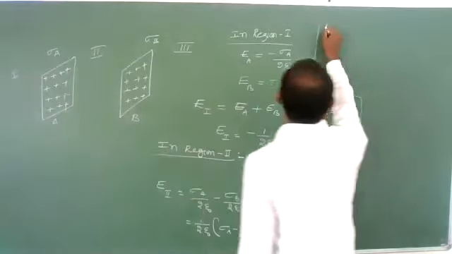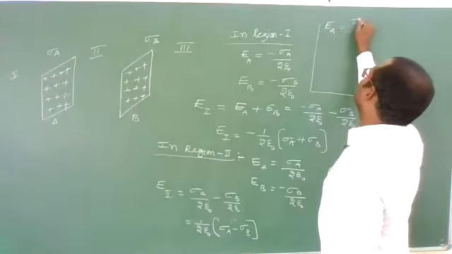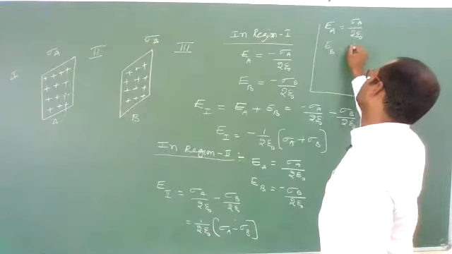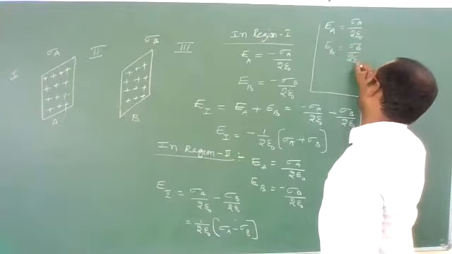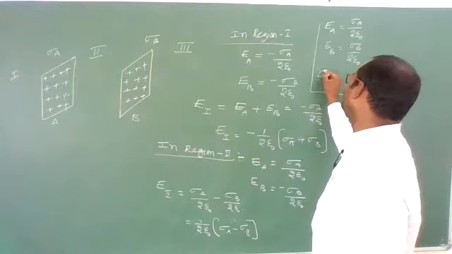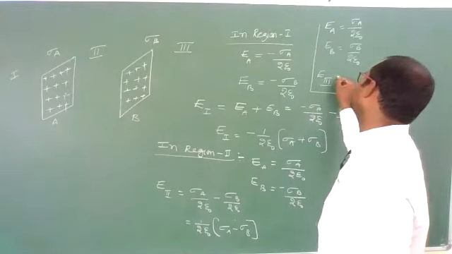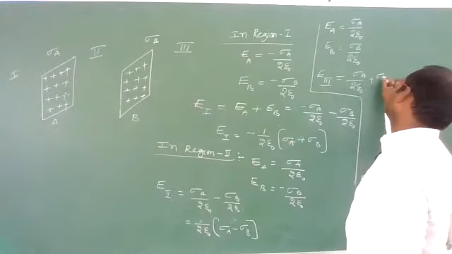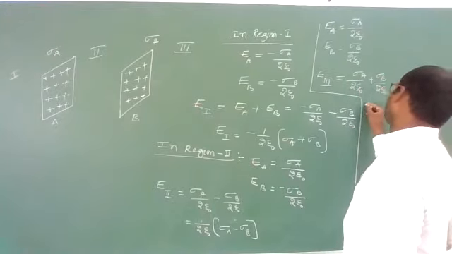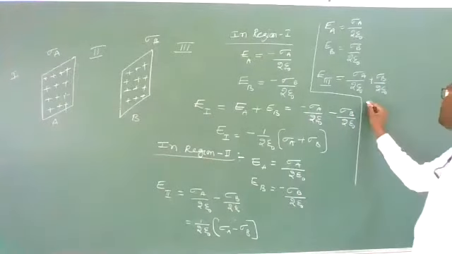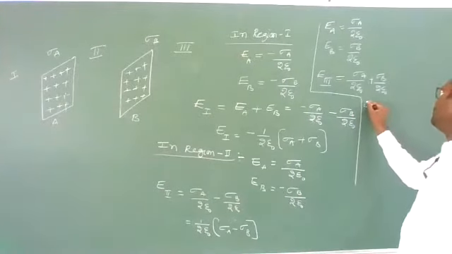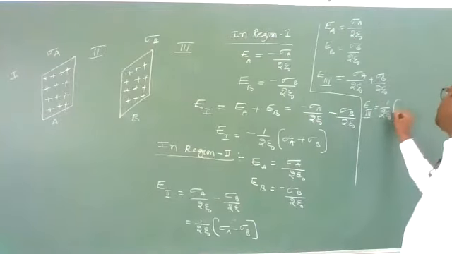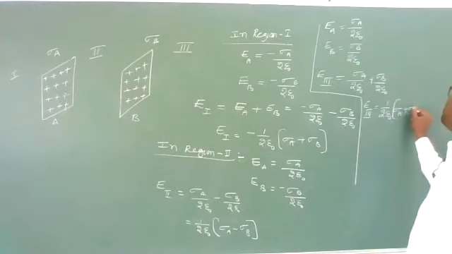So the electric field due to sheet A is sigma A by 2 epsilon naught, and the electric field due to sheet B is sigma B by 2 epsilon naught. Then the net electric field in region 3 can be written as sigma A by 2 epsilon naught plus sigma B by 2 epsilon naught. If you take 1 by 2 epsilon naught common, the electric field in the third region is equal to 1 by 2 epsilon naught into sigma A plus sigma B.